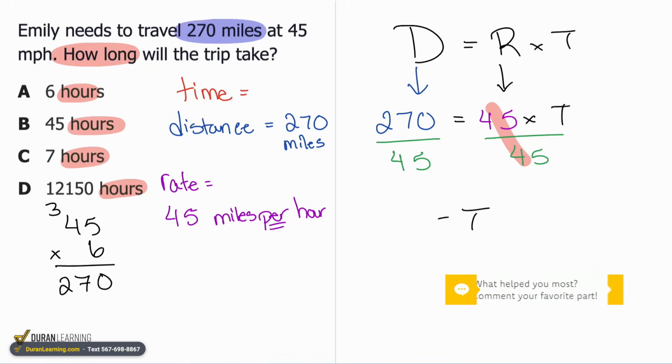And so T equals 6, or 6 hours. And there we go, my party people. That makes the correct answer here answer choice A.